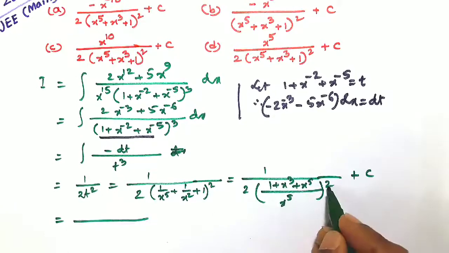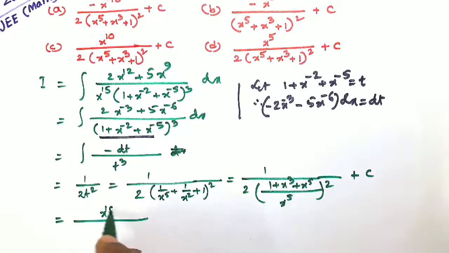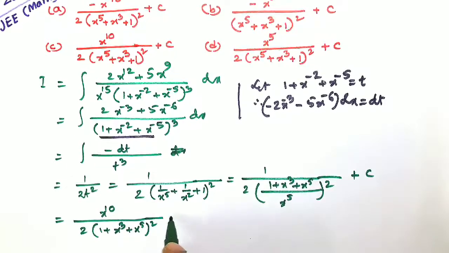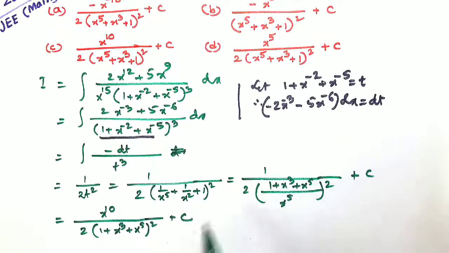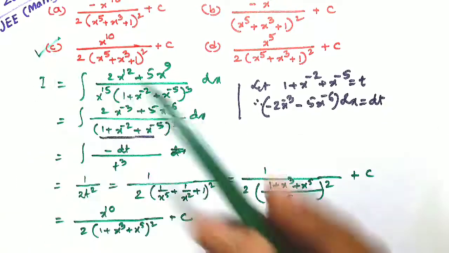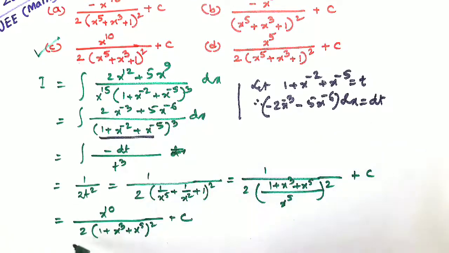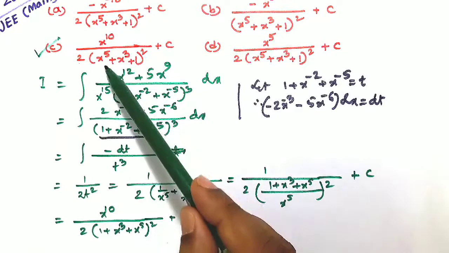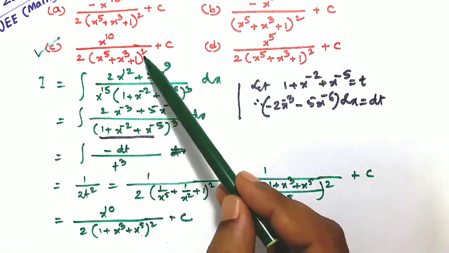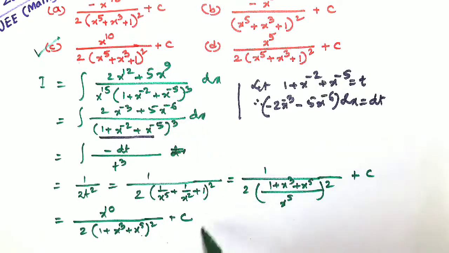That is equal to x to the power 5 whole square, that is x to the power 10, divided by 2 times 1 plus x cube plus x to the power 5 whole square plus c. Now find the option here: option C, that is x to the power 10 divided by 2 times 1 plus x cube plus x to the power 5 whole square plus c. This is the result.